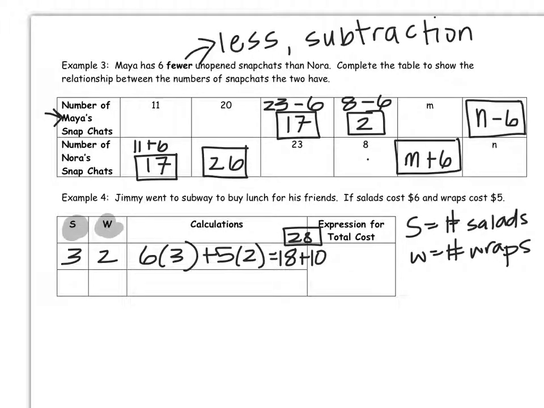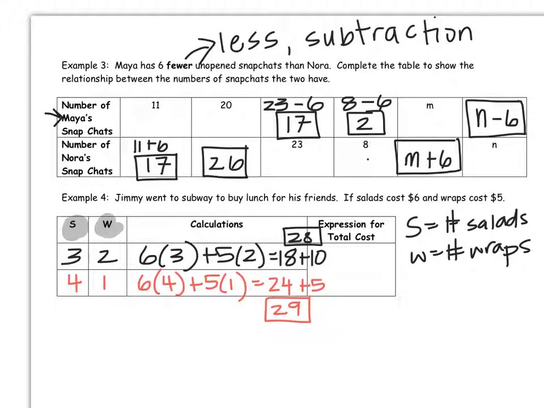All right, let's do the next one. Let's just pick another random number of salads and wraps. What if he bought, I don't know, 4 salads and only 1 wrap? All right, so in this scenario, we would do, okay, salads cost $6. He bought 4 of them. Wraps cost $5. He only bought 1 of them. So the amount of money he would spend would be 6 times 4, that's 24, plus 5. In this case, he did 24 plus 5, that's $29.